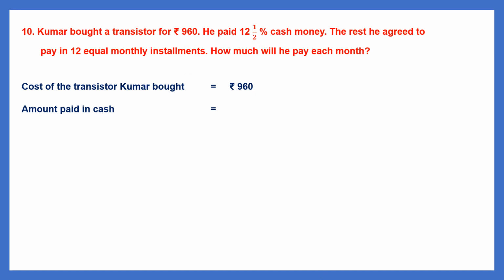So let's write that: 12 1 by 2% of 960 rupees. So let's first convert this. 12 twos are 24 plus 1 is 25. So that is 25 by 2%, which means by 100, that is divided by 100. Okay, so we'll put this in brackets. Of means into, and 960.